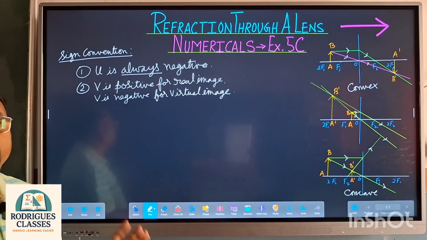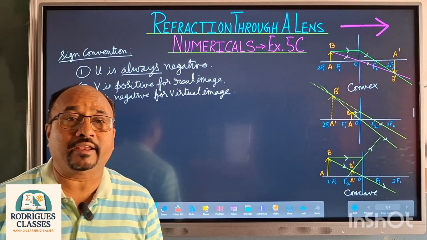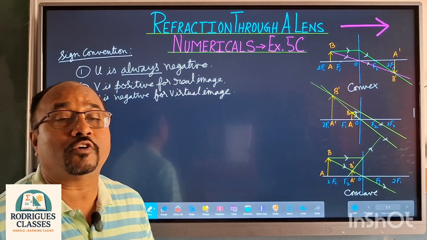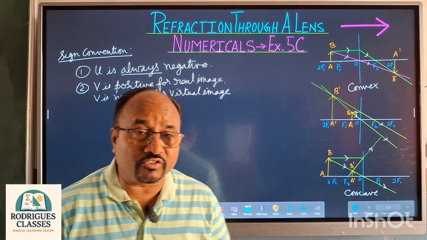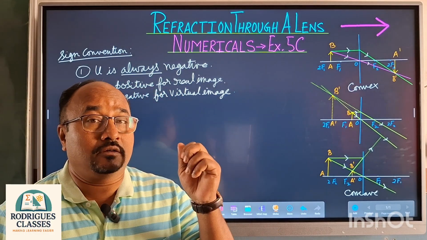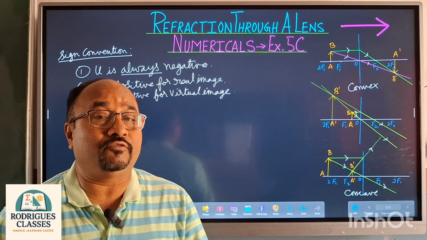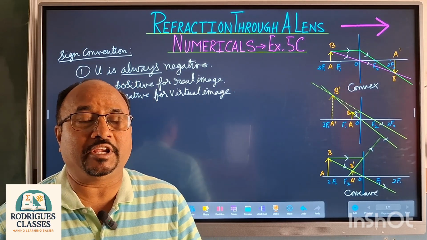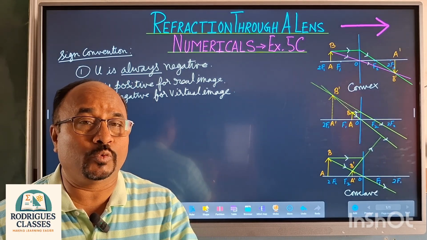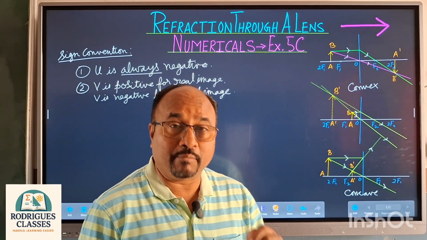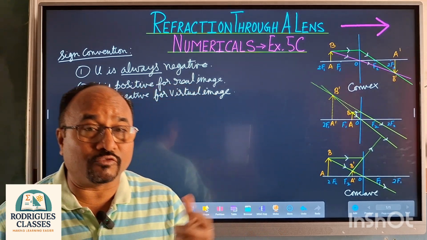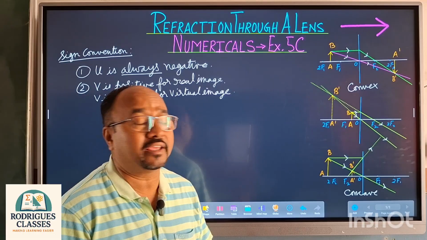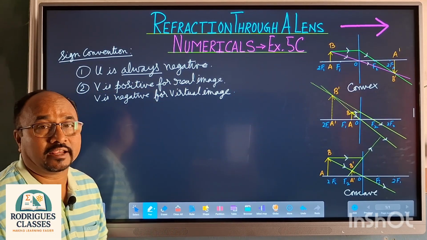So you know for V also now. Remember in mind, if you are given this information that the image is real and the value is given, for example as 20 centimeter, you will have to take V as plus 20. But if it is told it is a virtual image, then you will be taking it as negative sign.